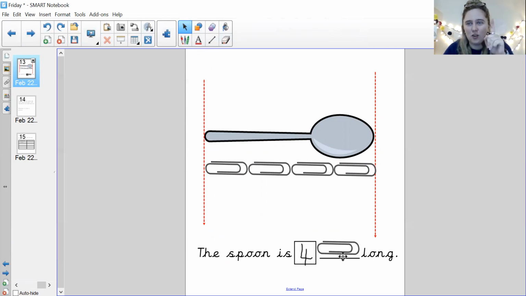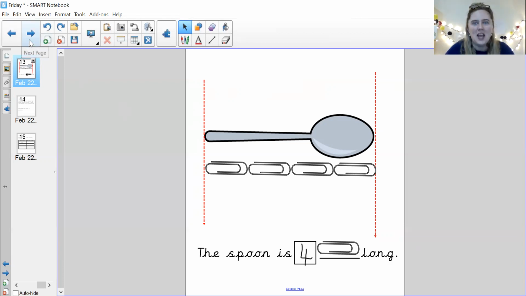Okay, so that's your first task. Pause me now and go and measure your spoon, take a picture, and then come back because there's another task to do after that. Okay, pause me now and go and do that.